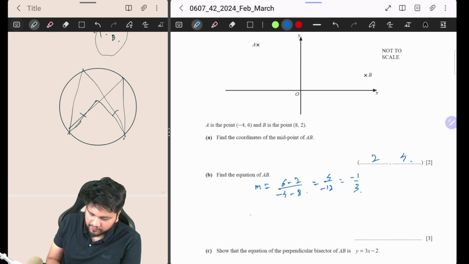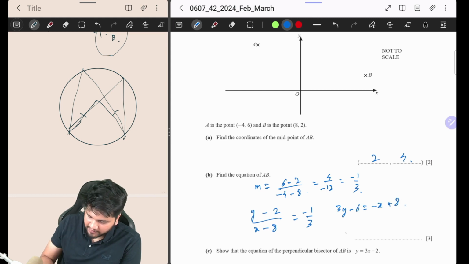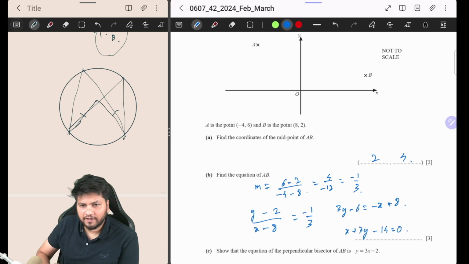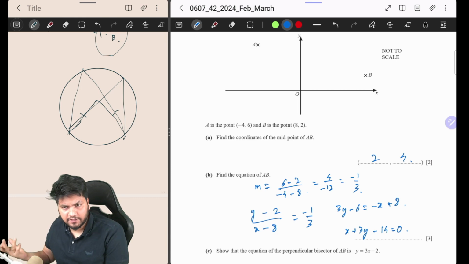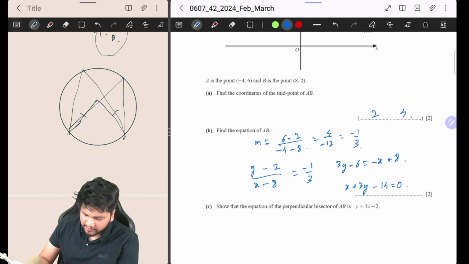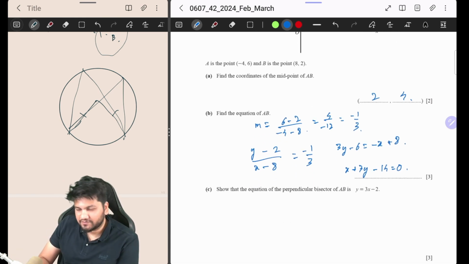So the equation of the line would be what? This is one way of doing it. (y minus 2) upon (x minus 8) is minus 1 by 3. Cross multiply, you will get 3y minus 6 is equal to minus x plus 8. Shift everything to the left-hand side, you get x plus 3y minus 14 is equal to 0. This is fine, or you can use y is equal to mx plus c as well, whichever is convenient for you. Show that the equation of the perpendicular bisector of AB is y is equal to 3x minus 2. Here we are going to use y is equal to mx plus c because they asked in that form.